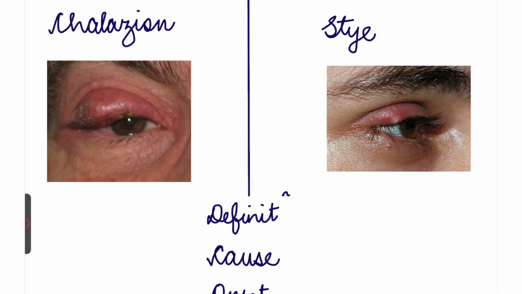Namaste. Let us differentiate between Chalazion and Stye. Let us start with a clinical presentation.